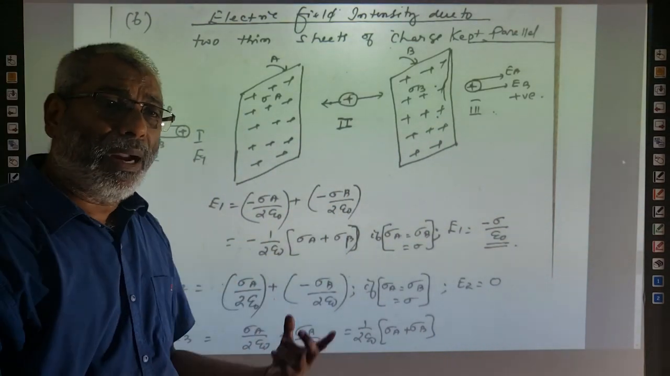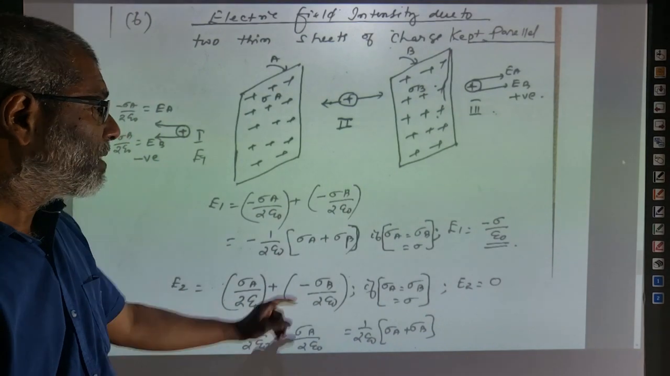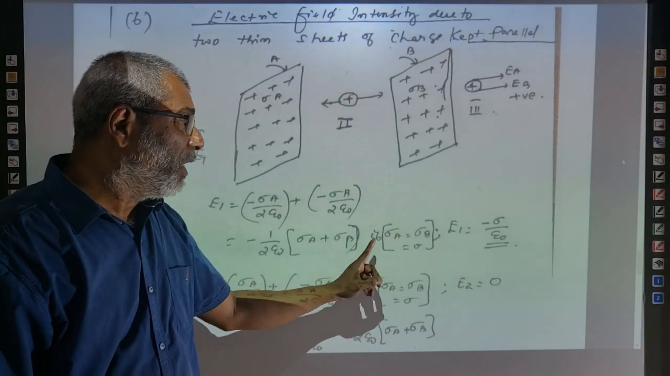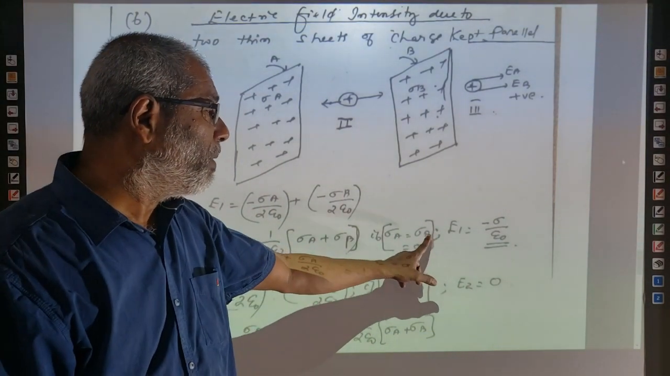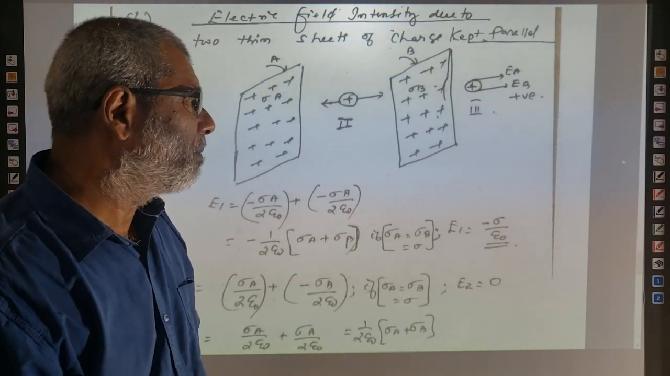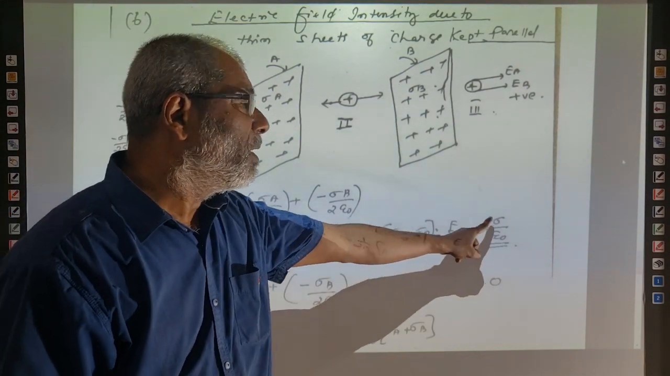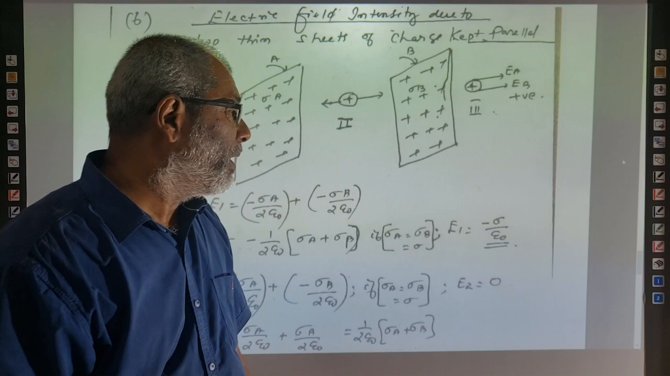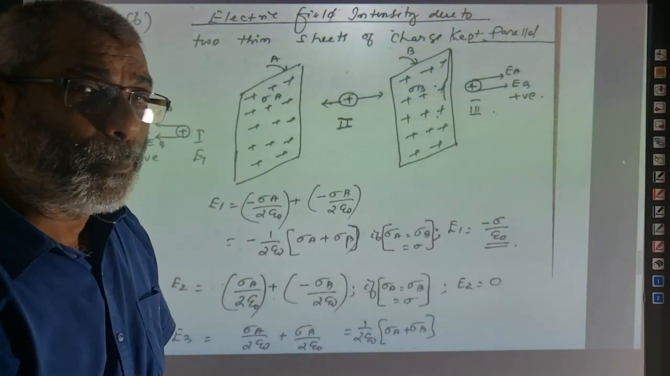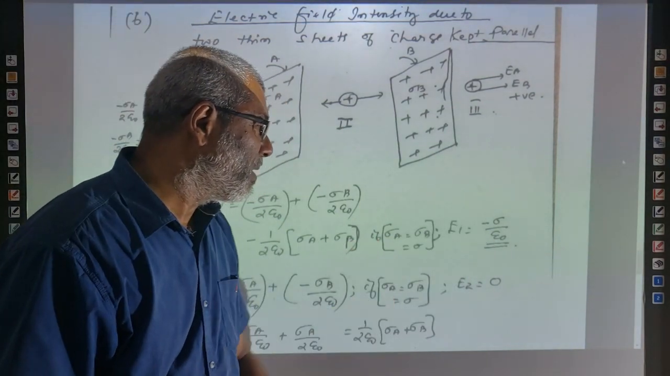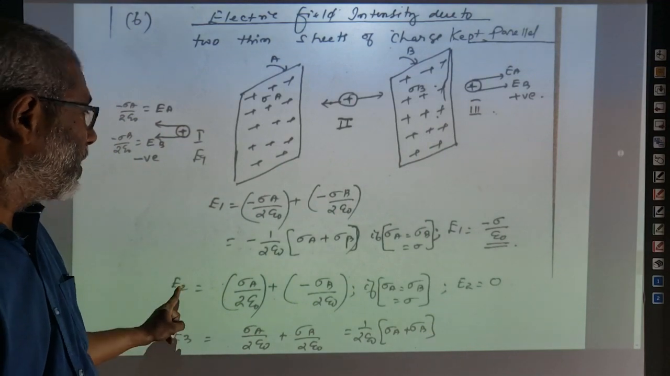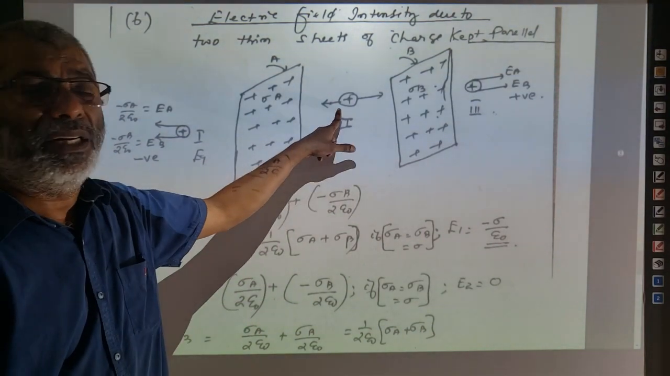That is equal to minus 1 by 2 epsilon 0 into (sigma A plus sigma B). If sigma A is equal to sigma B is equal to plus sigma, then E1 is equal to simply minus sigma by epsilon 0. So, very important result.